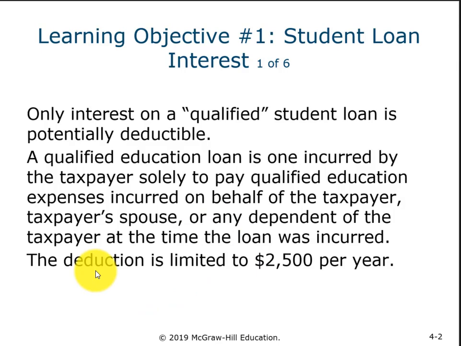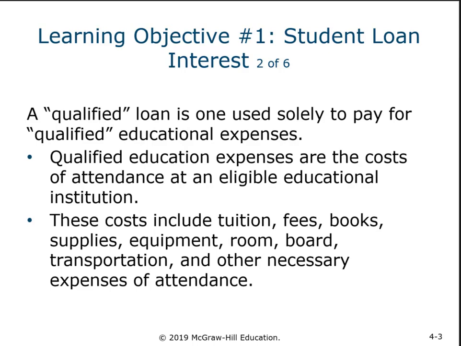Doesn't matter how much you pay. If you pay $5,000 of student loan interest, only $2,500 maximum is deductible. So that's the first limitation besides what the loan is used for. And you can see that it's a little broader than just tuition and fees. You get books, supplies, equipment, room and board, all that kind of stuff. So it is a little bit broader, but it's not just living expenses, right?